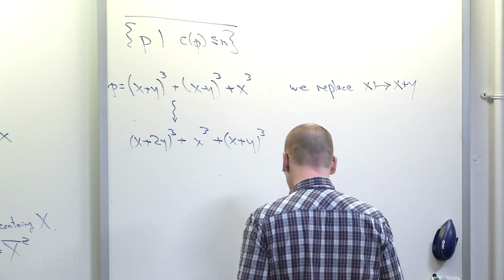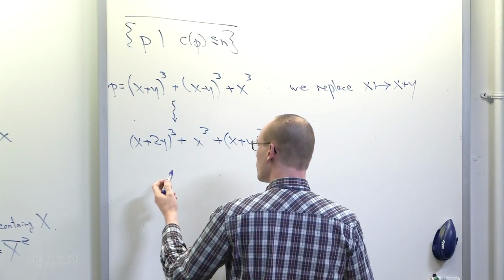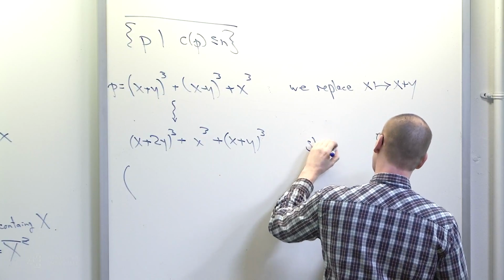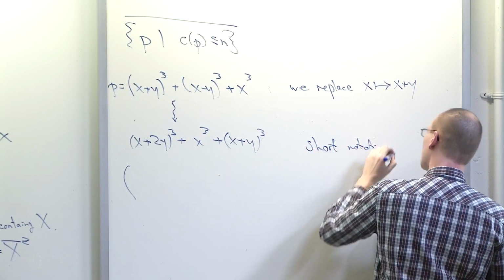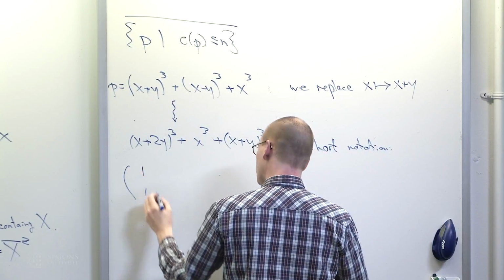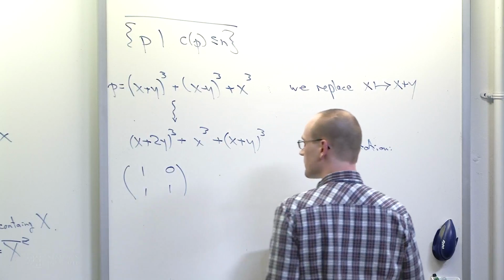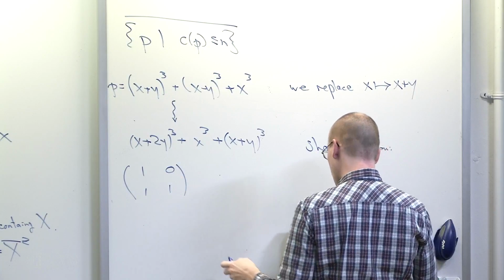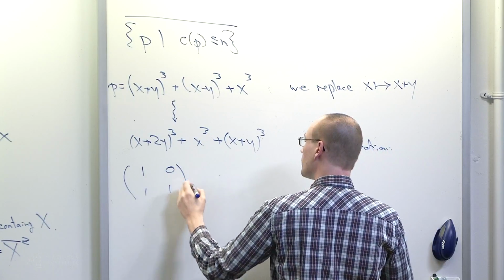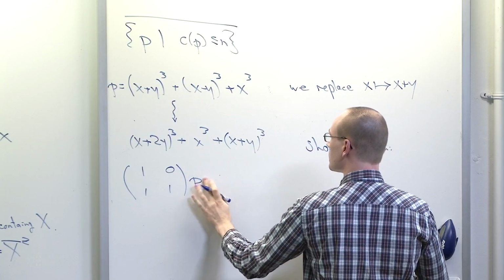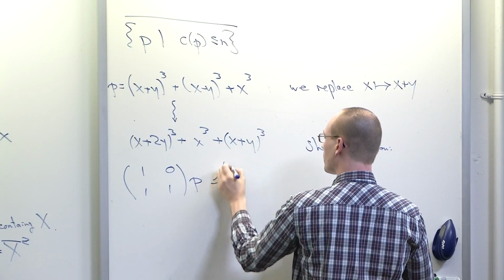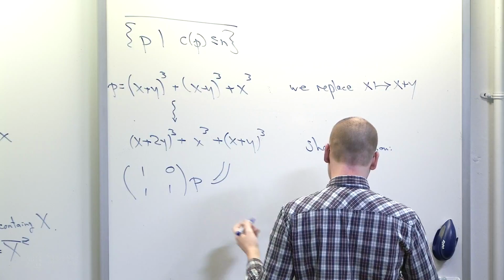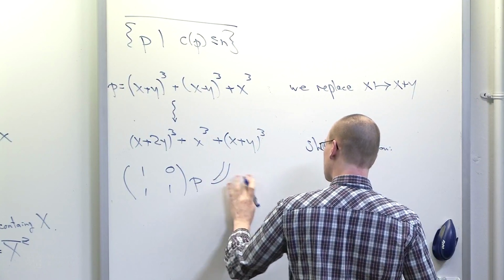So if you do things like this, there's a short notation for this, which is what people in representation theory use. They put a matrix, and they put the linear forms in the columns. So let's say x is replaced by x plus y, and y is preserved, replaced by just y. And this is this polynomial here. Right, this is a way of writing this. So variables are replaced by homogeneous linear forms given by the columns. That's the usual way of doing this.